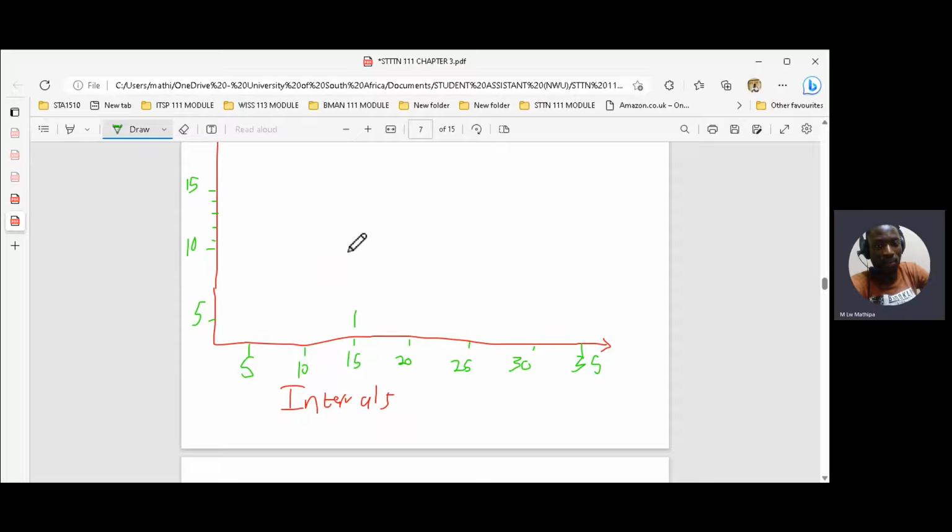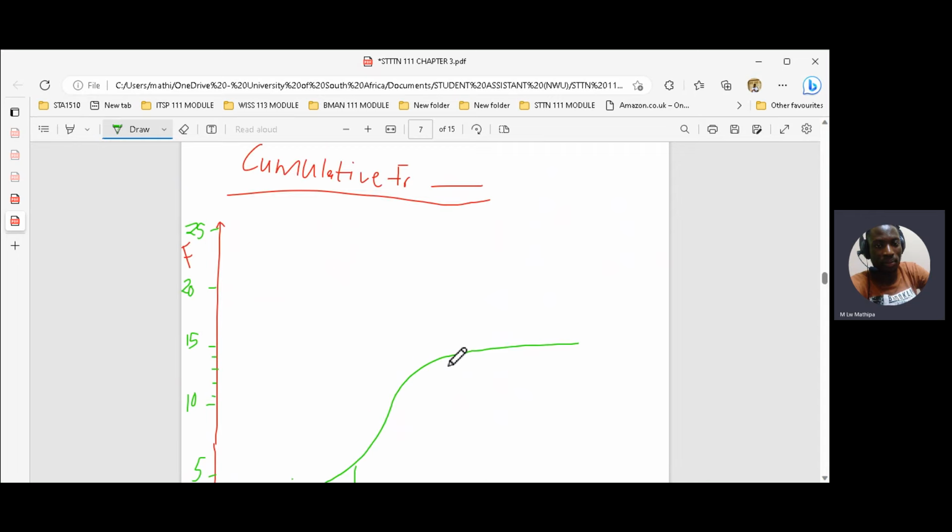The graph will look like this, somewhere like an S shape. Let me just erase this part. The graph will look like this. Okay, let's start it here. The graph will look like this.